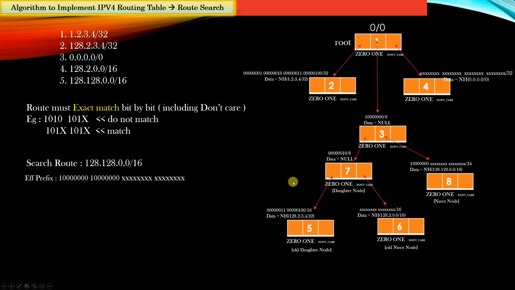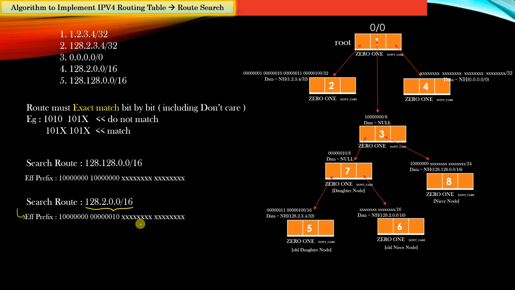Let us execute the route search algorithm for another example. So for example, let us suppose that I want to search this route in this mTry data structure. So again, convert this route into its effective prefix.